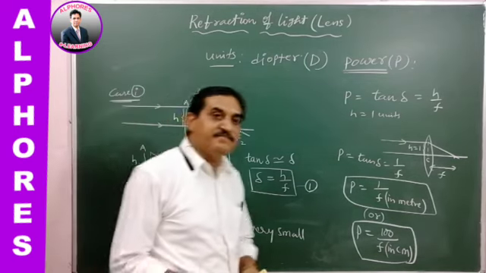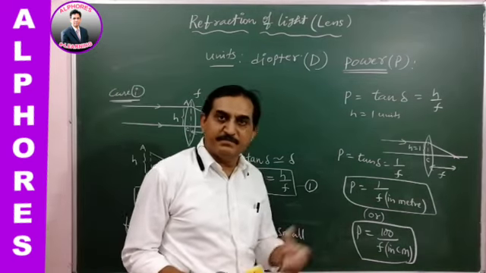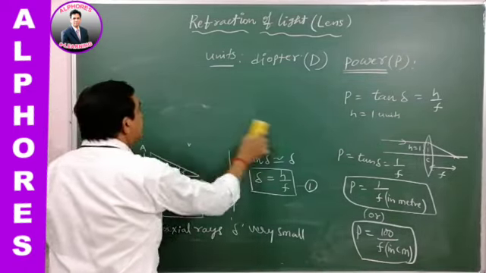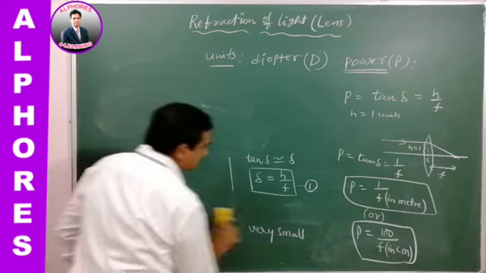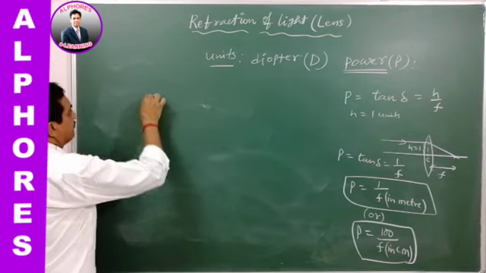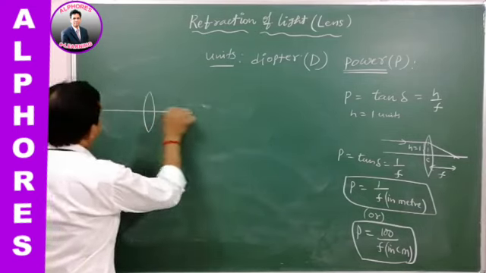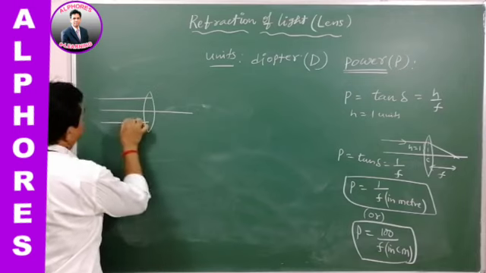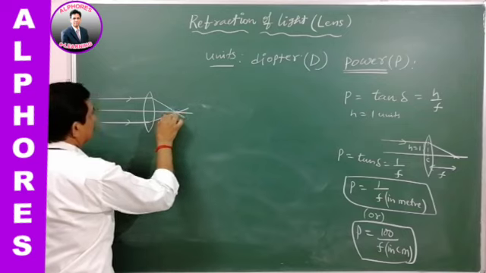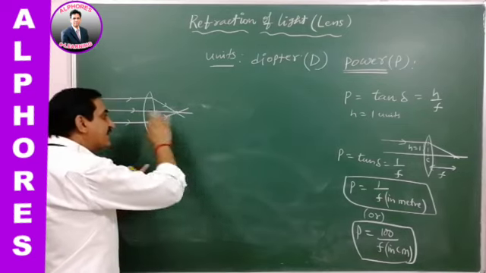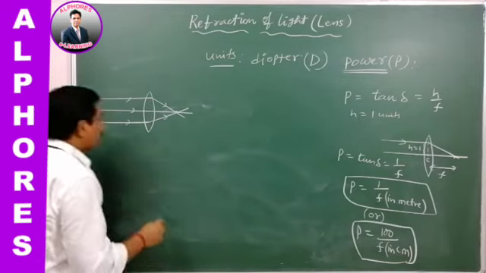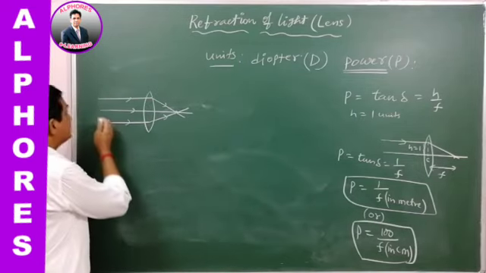So in which case is the power positive, and in which case is power negative for a lens? Suppose a lens has converging nature. So the lens is converging in nature, and definitely its power is taken to be positive. See, whenever we consider a convex lens and a parallel beam of light is incident, these light rays converge to a point. So this lens is converging in nature. For this converging nature, its power is taken to be positive.